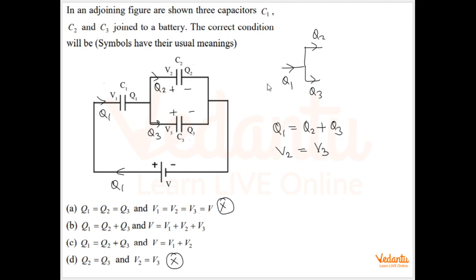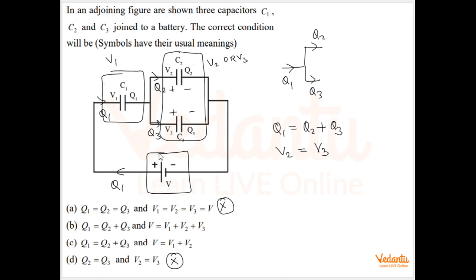Also at the same time, my dear bacha log, this potential difference, which will be V2 or V3, both of them are the same, and this potential difference, which will be V1, the sum of both of them should match with the battery potential because they are connected in series to the battery. So I will just say that V is equal to V1 plus V2 or V is equal to V1 plus V3. Both of these statements are correct. So from this, beta, we will see that option C is correct and option B is also wrong. I hope you guys understand.